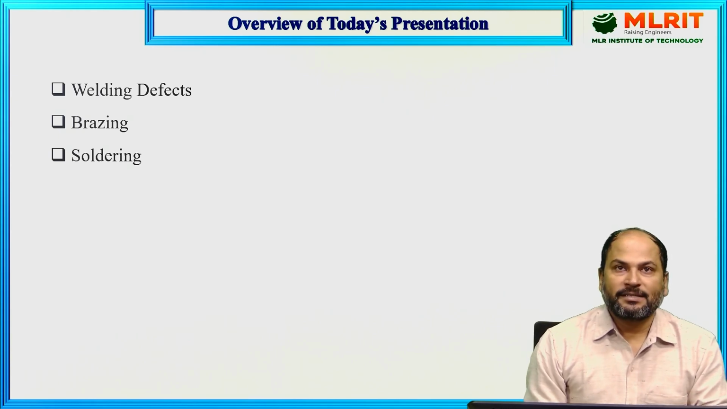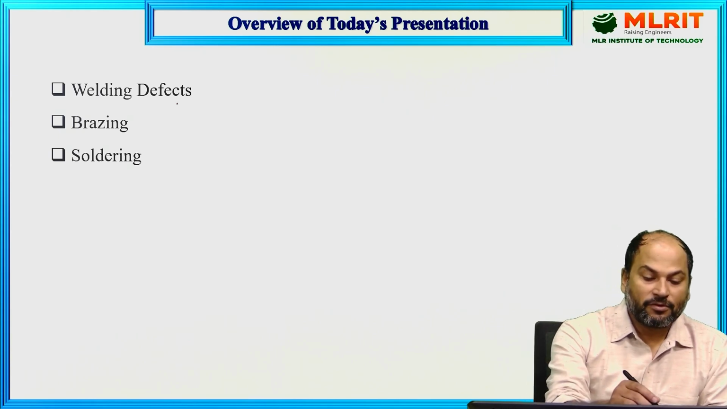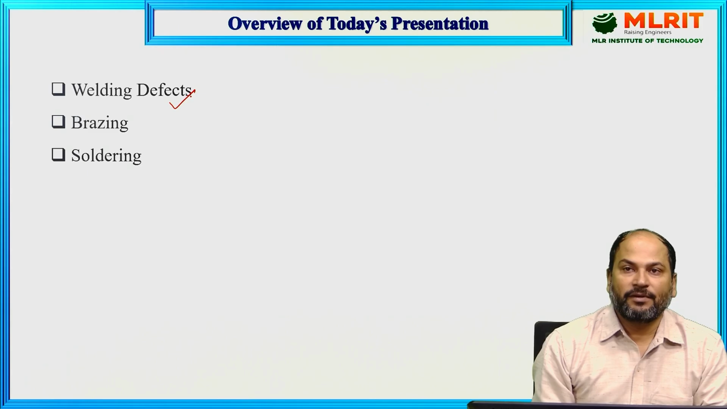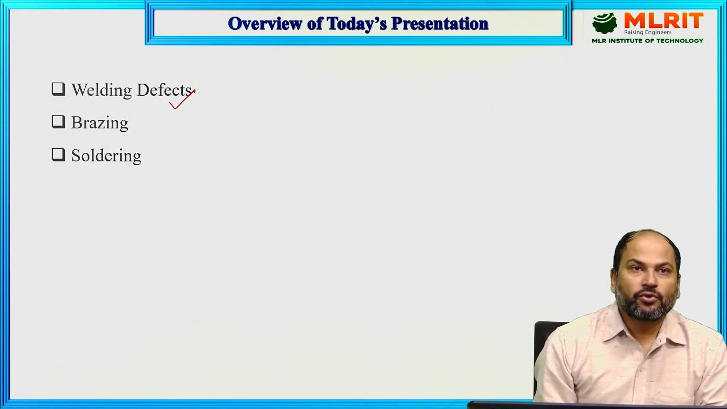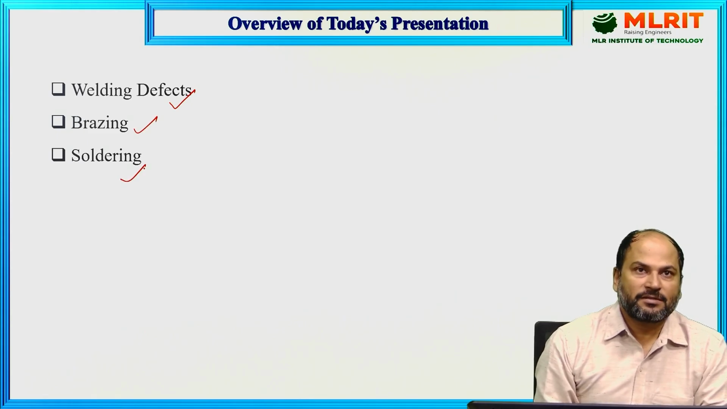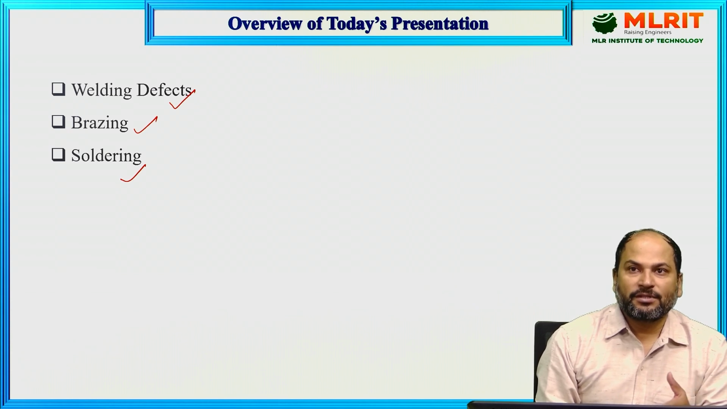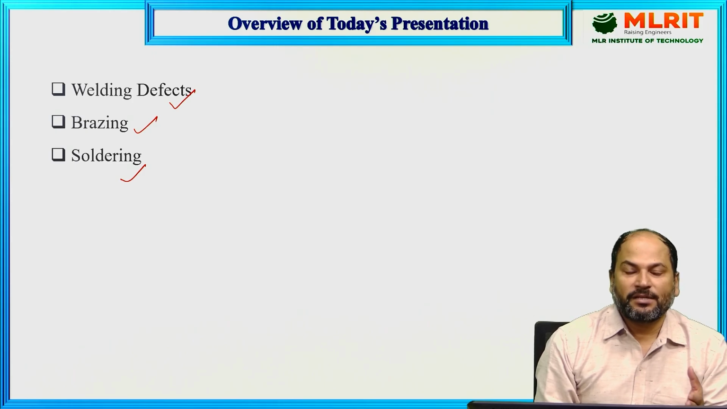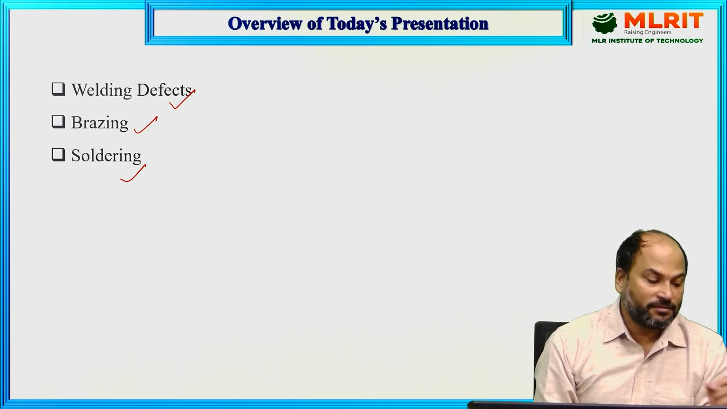So as I said, today we are going to discuss the welding defects, different welding defects, especially the most important one, which is very dangerous, that needs to be taken care of during the welding. And then we'll see two special welding processes which are very important. One is brazing and another one is soldering. So we'll see first why these two processes are required. If we are not using these two processes, then what will happen? And also we'll see what their major applications are, where these two processes are generally used.